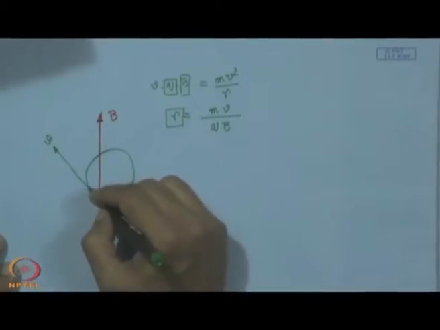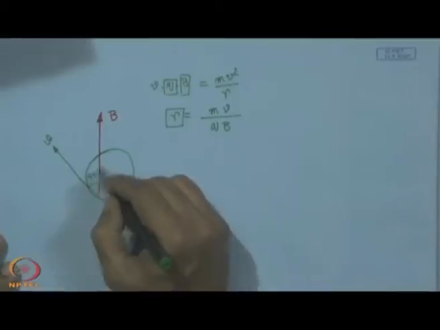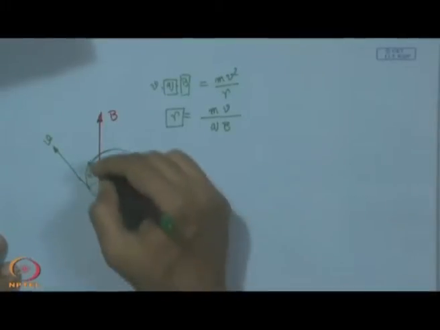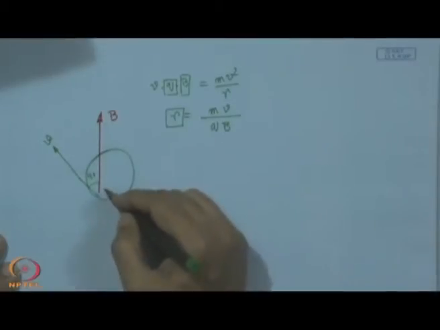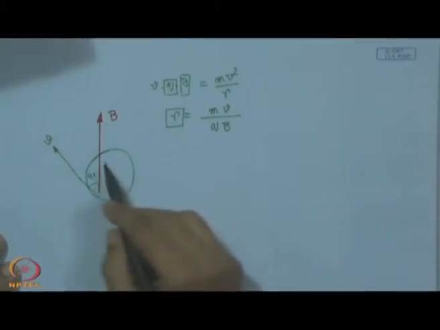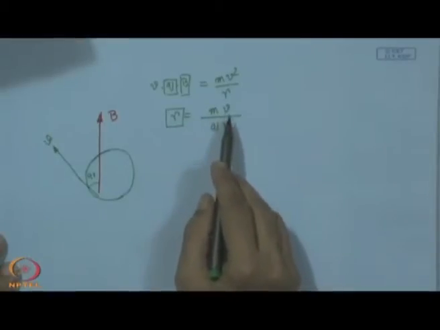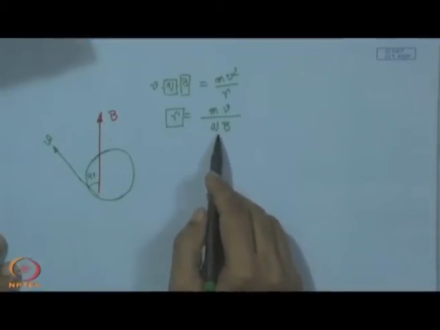So, here this angle is 90 degrees. They are at 90 degrees, so it will keep on orbiting around this, and this orbiting radius will be r, which is given by m v by q B.